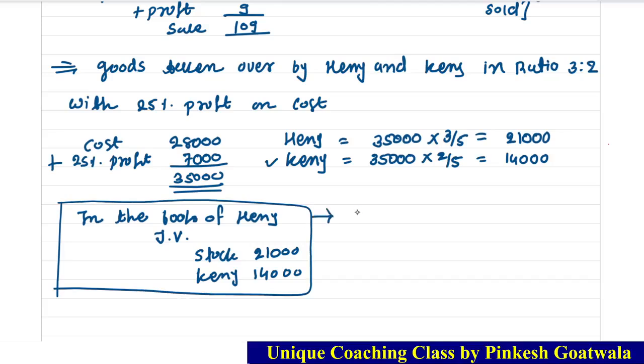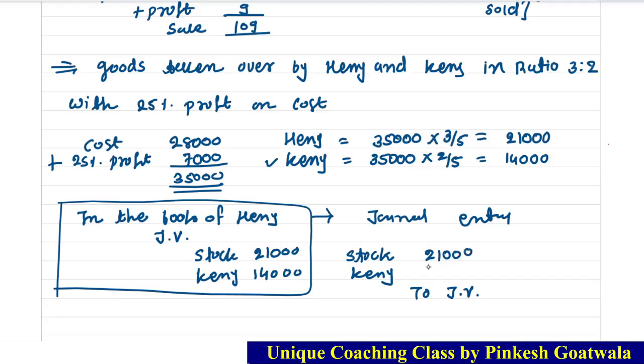Now what will be the journal entries? If you prepare the account this way, you can easily write the journal entry, without much thinking. Joint venture has the credit side entry, so joint venture will be credit. And what will be debit? That is Stock and Kenny, 21,000 and 14,000, total 35,000. So this is the journal entry: Stock and Kenny to Joint Venture.